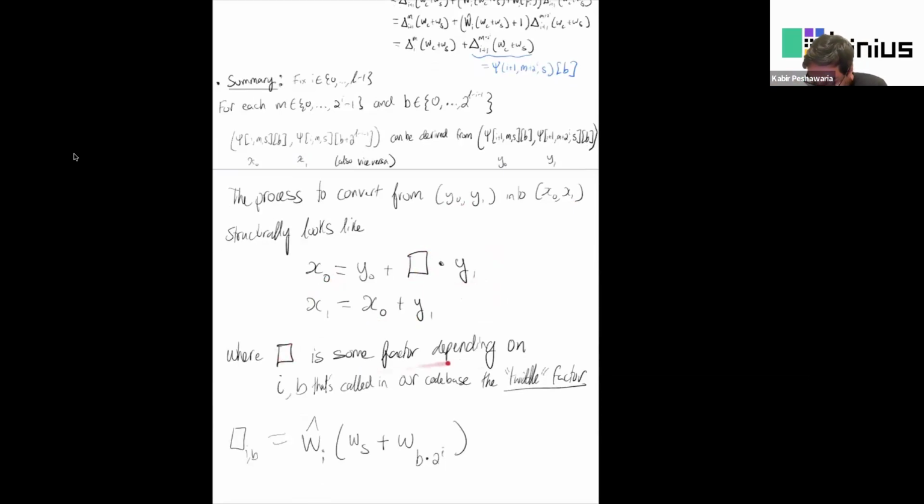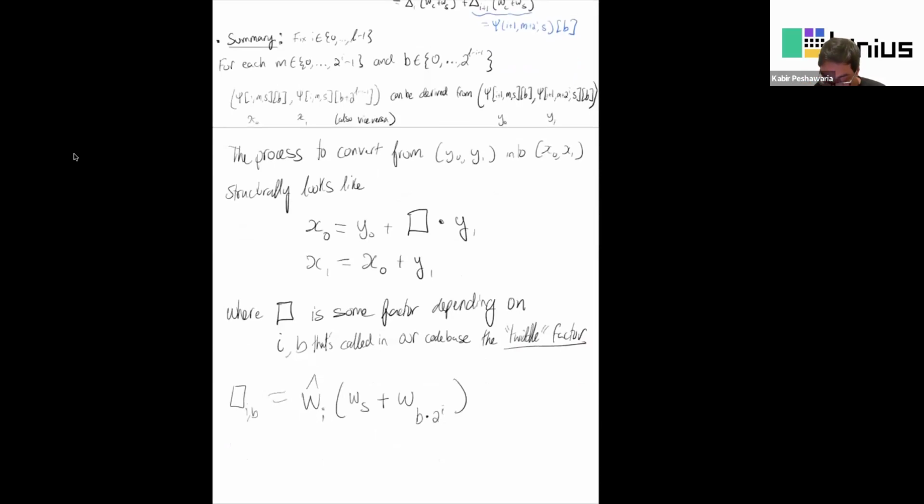So this little box here is some factor depending on what round you're in, I, and what specific value you're trying to calculate, B. This is sometimes called the block index. So I is sometimes called the round and B is sometimes called the block index. In our code base, this little square thingy, this factor, is called the twiddle factor. And specifically, the twiddle factor for the ith round and the bth indexed block is this thing right here. The normalized subspace polynomial evaluated at this point in our binary field L.